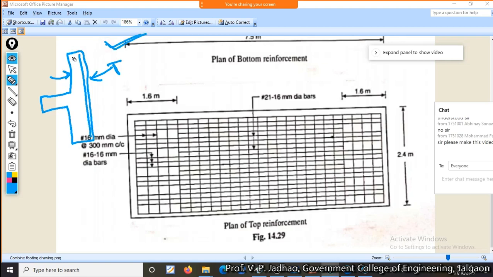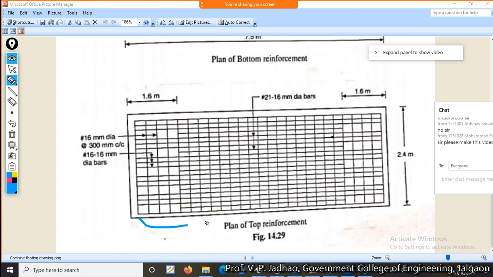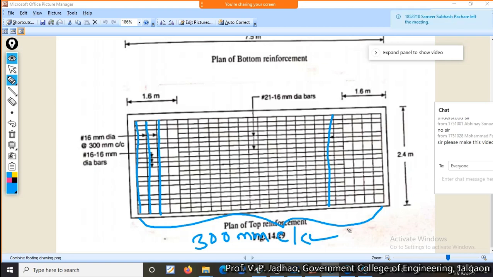Now we will need to provide steel at the top face also in the transverse direction, but that should be minimum, and we have already seen that minimum steel reinforcement shall be at 300 mm center to center. Therefore, throughout the length, these transverse reinforcement bars will be at a spacing of 300 mm center to center. There is no need to do calculation for this. So with this, the design is completed.